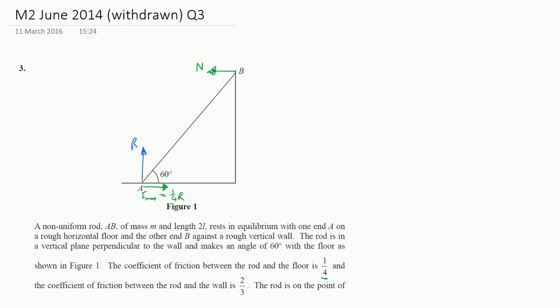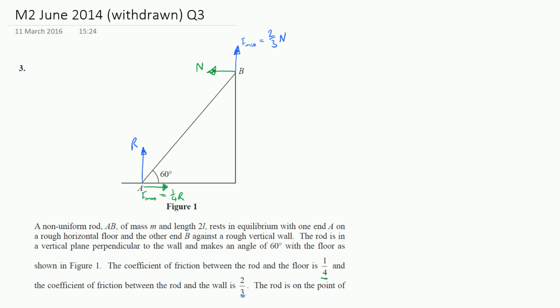of R. Now at the other end of my ladder, if it's slipping away, it would slip down the wall, so friction must be acting up the wall. And again, it's going to take its maximum value, and my coefficient of friction here is 2/3, so this becomes 2/3 of N.